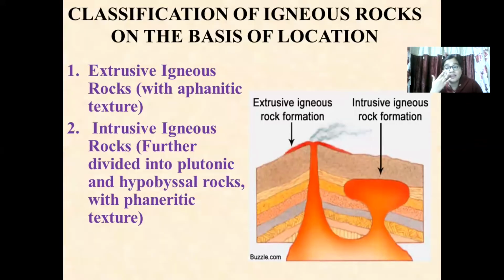Now, if I want to classify the igneous rocks on the basis of their place, that is, where they are solidifying or cooling, please look at the image. The orange portion is nothing but the volcanic eruption, the magma which is trying to come up. In the first one, you can see there is ash because the volcanic eruption has taken place.